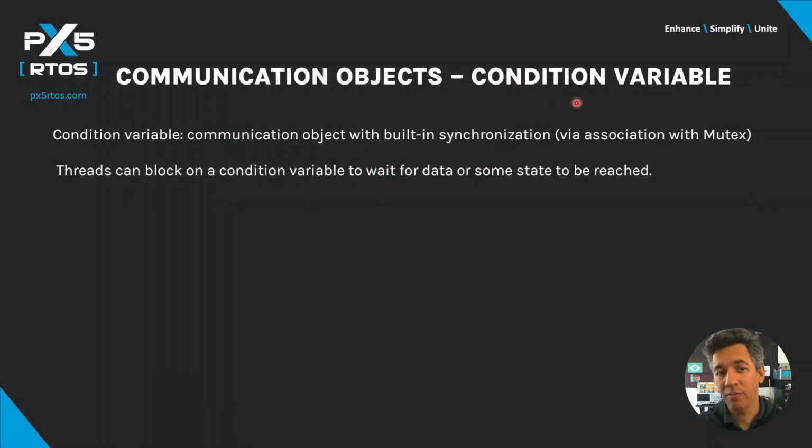As a quick recap, condition variable is one of the communication objects available on PX5 RTOS. We'll use condition variable so that threads can wait for the data they need or for some state to be reached.